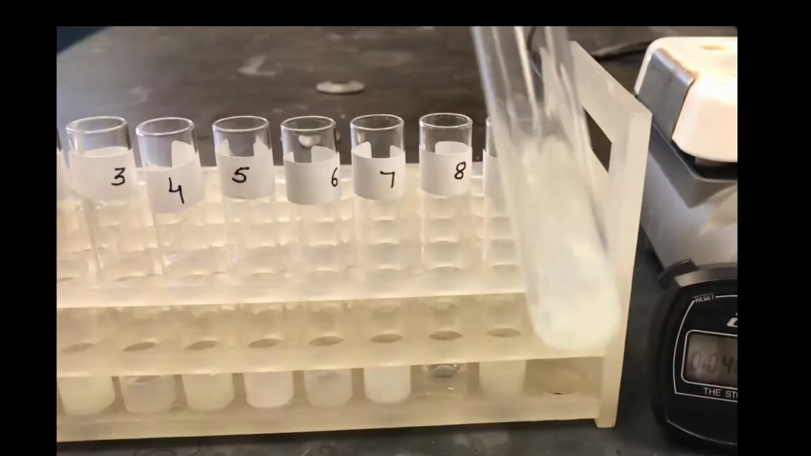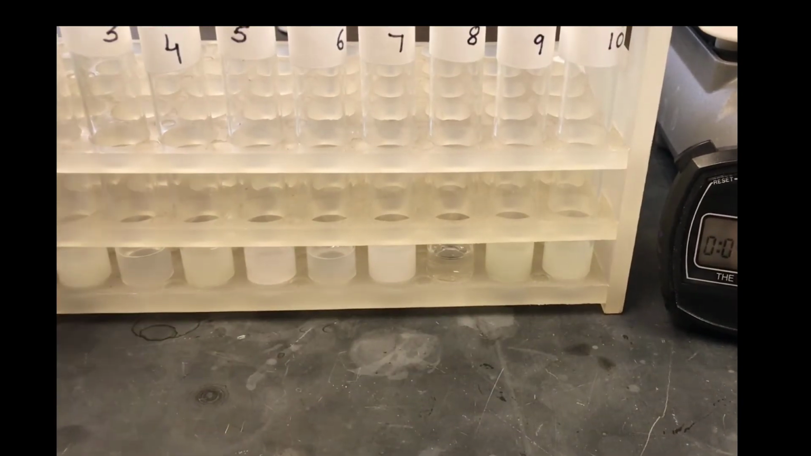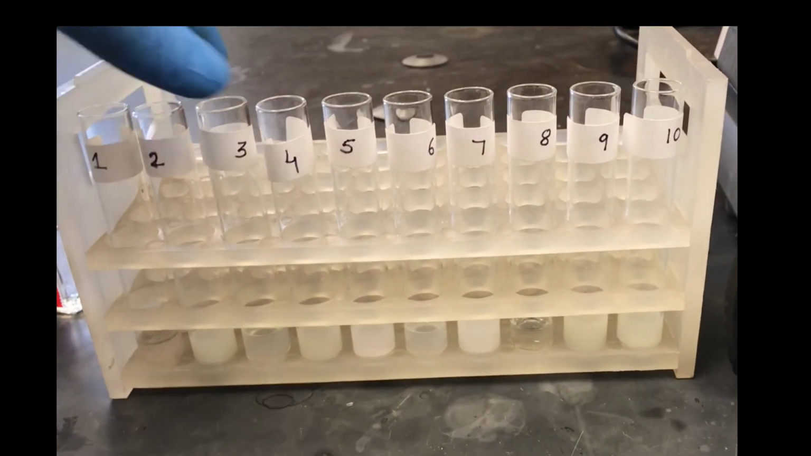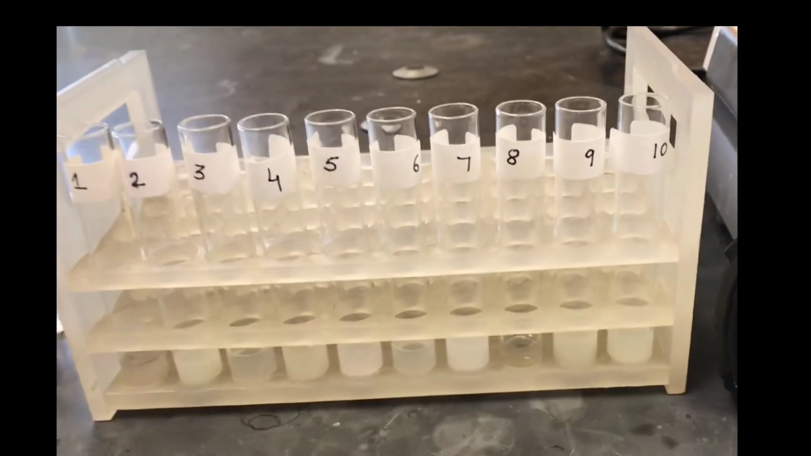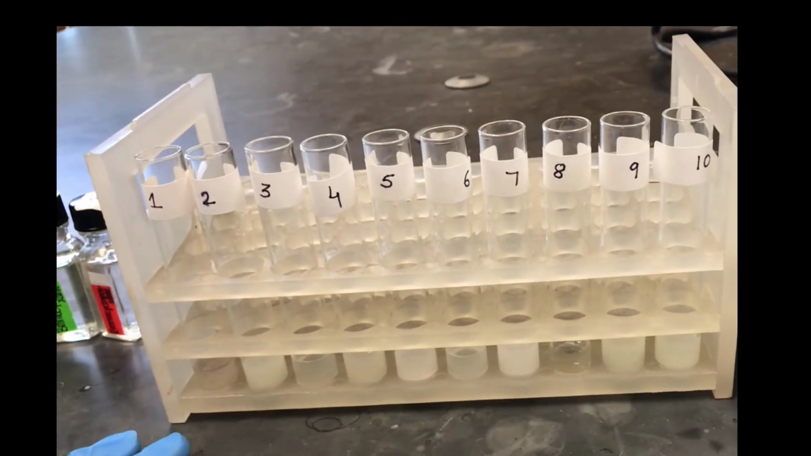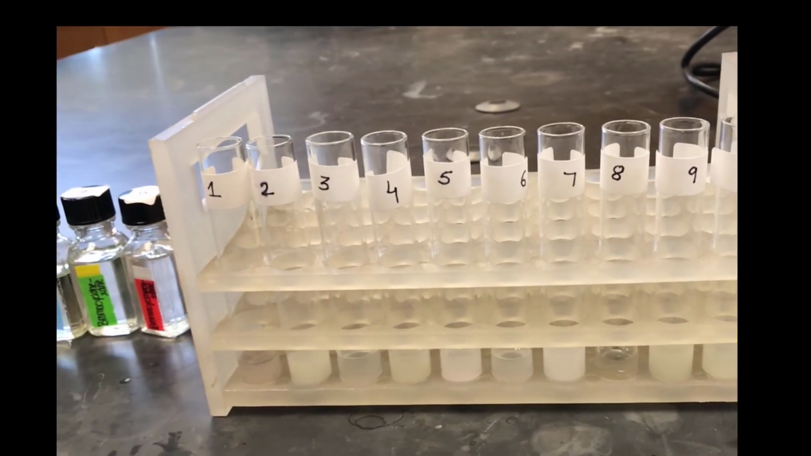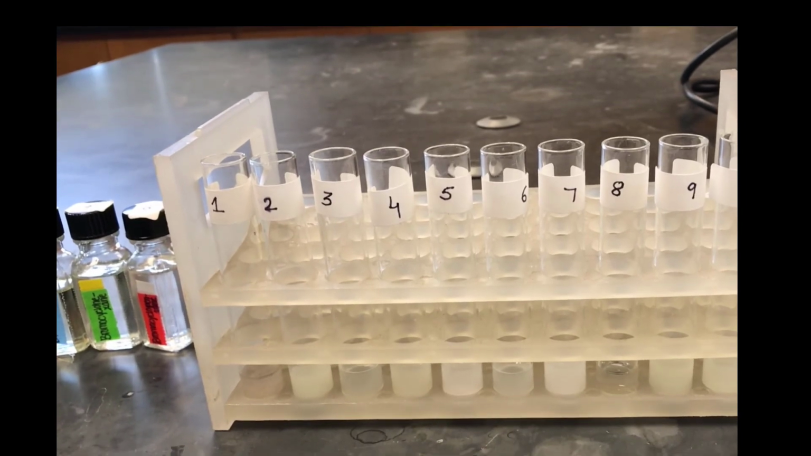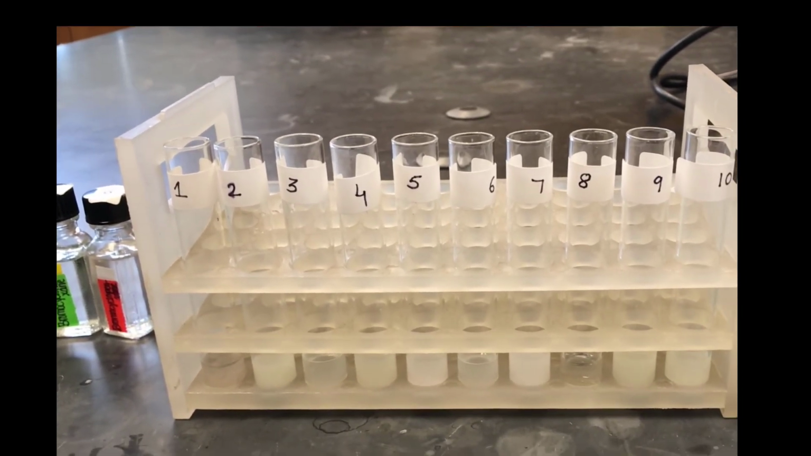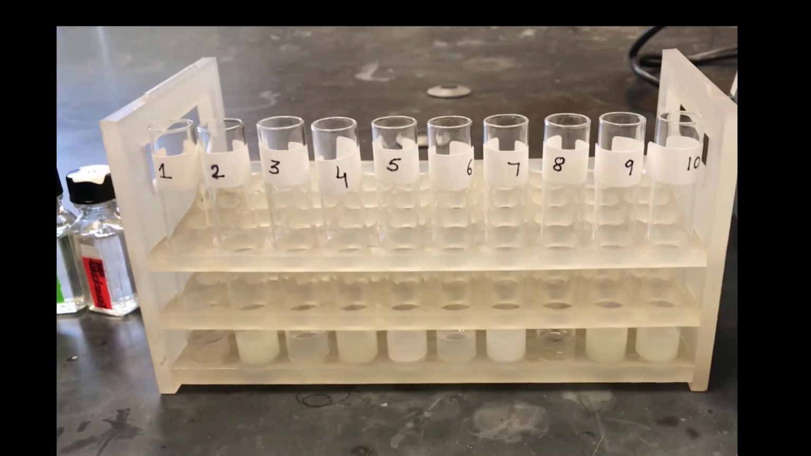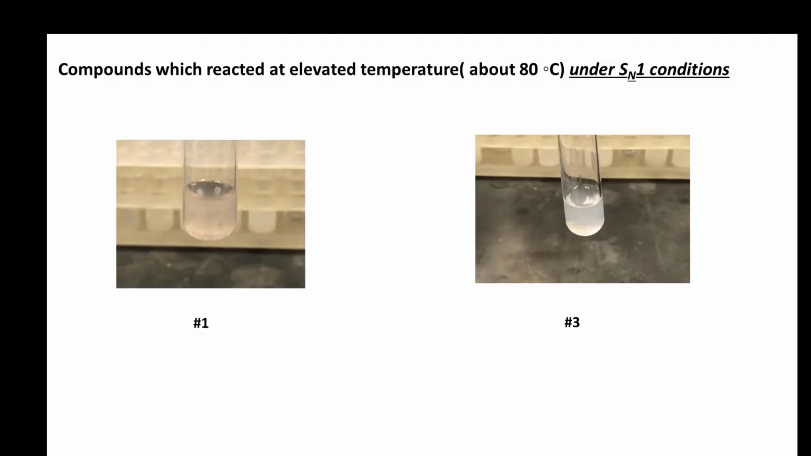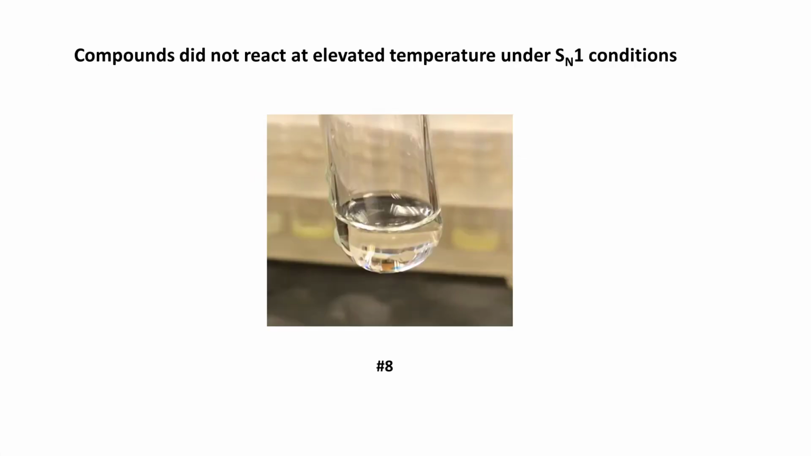So basically I have only heated number 1, number 3 and number 8. All other test tubes, since they showed some sort of cloudiness or precipitate, I did not heat them. But then with time, some of the cloudiness or the precipitate just increased. Now the results at elevated temperature for SN1 conditions: these two compounds reacted, and this one did not react at all.